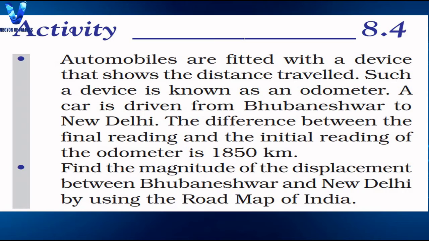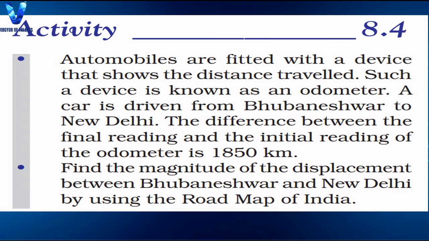Then activity 8.4. Automobiles are fitted with a device that shows the distance traveled. Such a device is known as an odometer, as you guys know. A car is driven from Bhubaneswar to New Delhi. The difference between the final reading and the initial reading of the odometer is 1850 kilometers. Find the magnitude of the displacement between Bhubaneswar and New Delhi by using the road map of India.